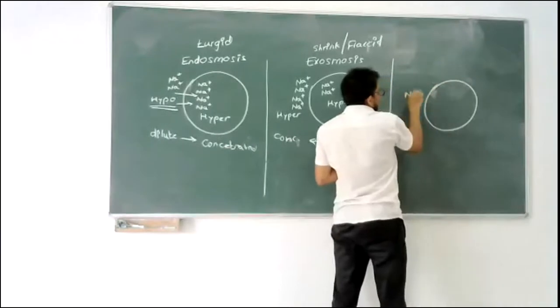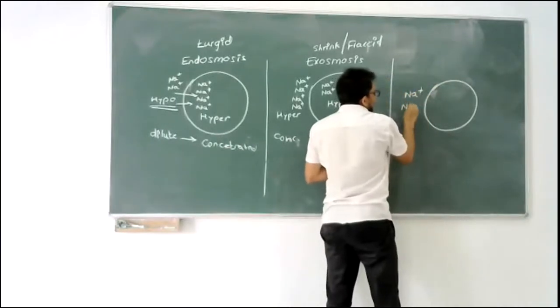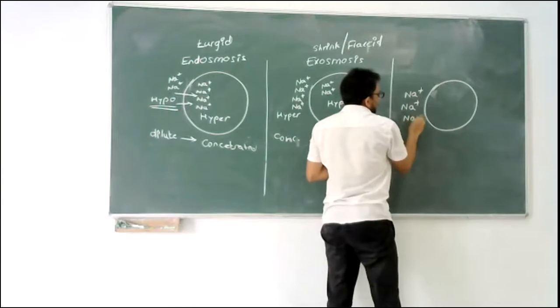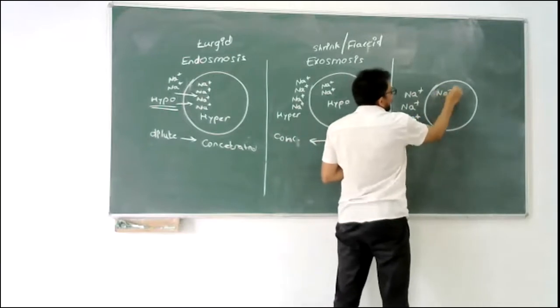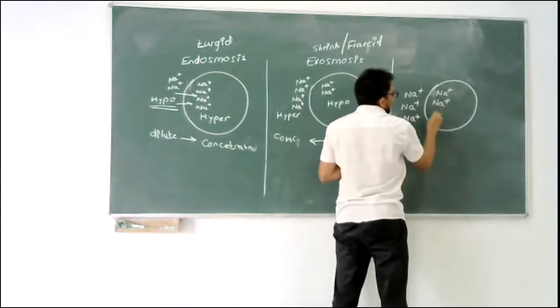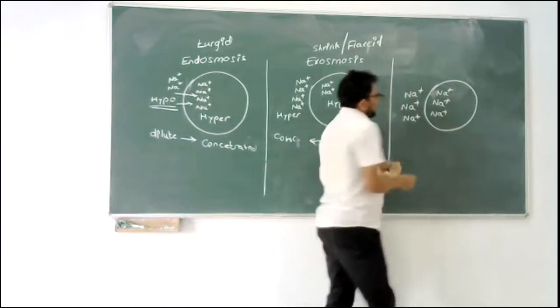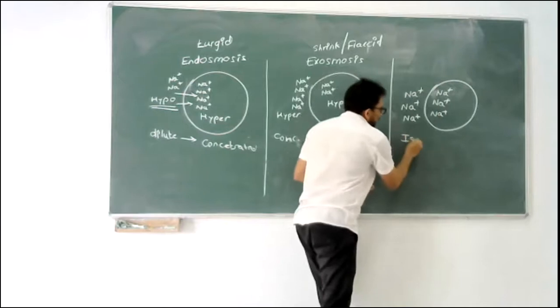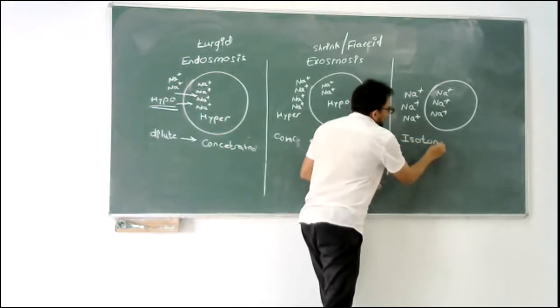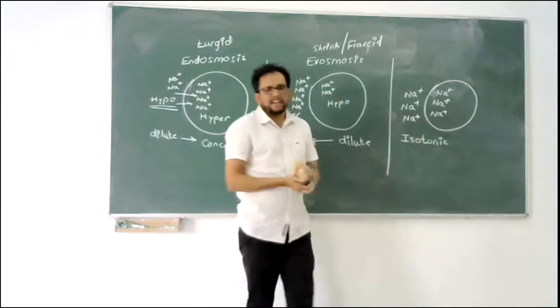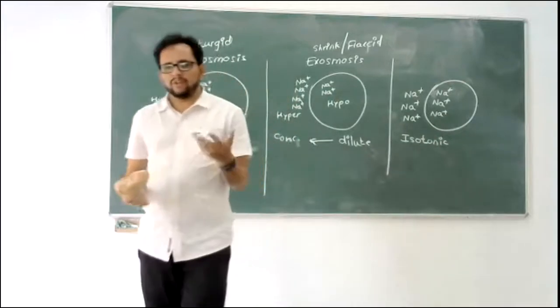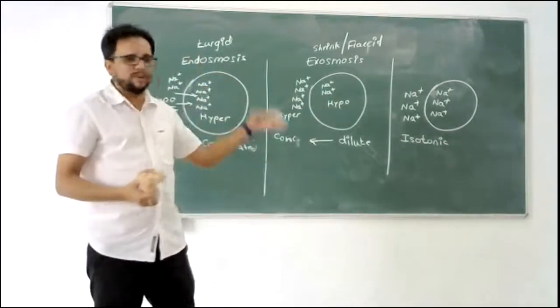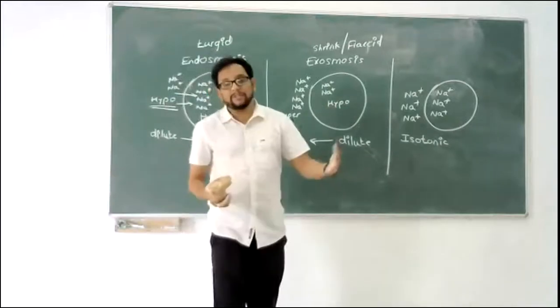Now in this case, let's say there is the same amount of fluidity outside as well as inside. There is the same solute concentration, right? So this is an isotonic situation. Now in this case, there is no difference in concentration, so there will be no solution which is dilute and no solution which is concentrated.